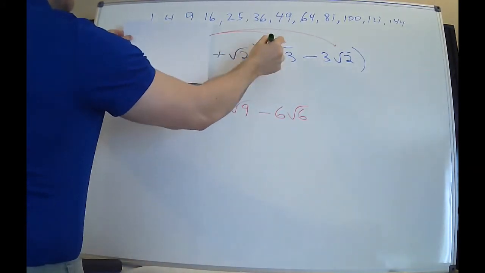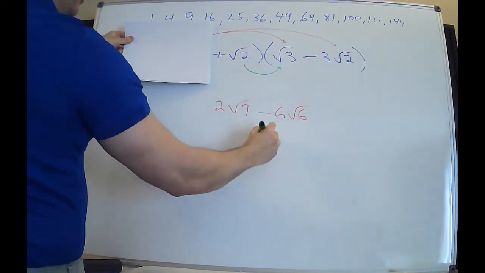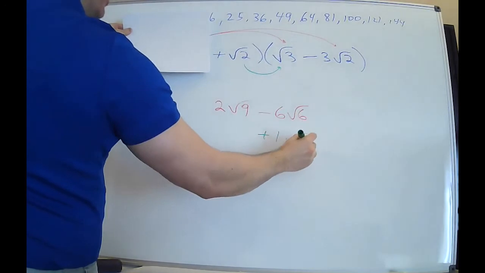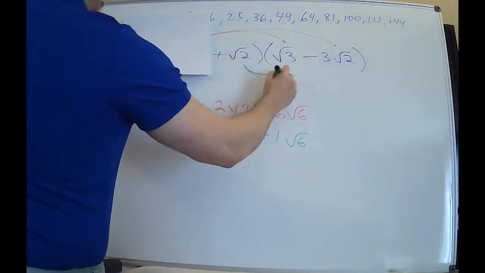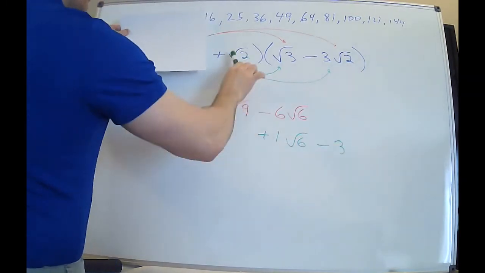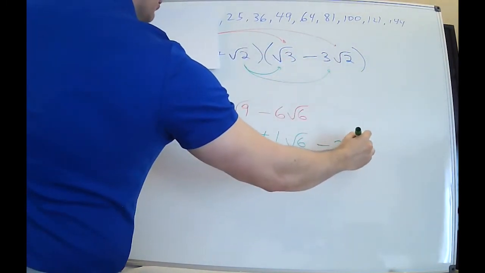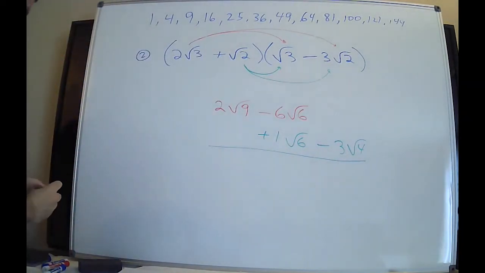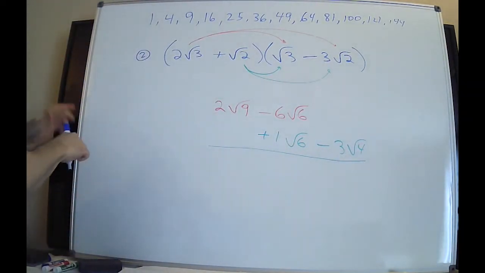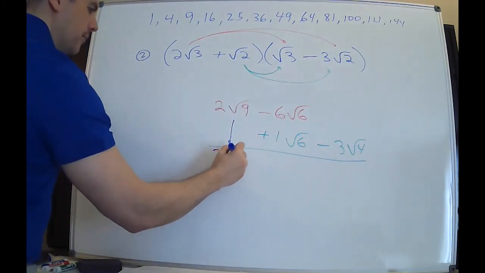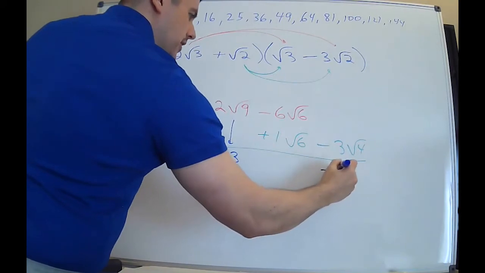Positive 1 times positive 1 is positive 1. Write it. Radical 2, radical 3 makes radical 6. And then at the end, positive 1 times negative 3 is negative 3. Radical 2 times radical 2 is radical 4. There we go. Now I'm going to combine everybody. First, I've got to take some people out of jail. Radical 9 comes out of jail as 3. Radical 4 comes out of jail as 2.